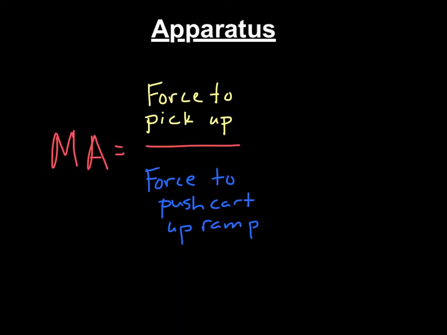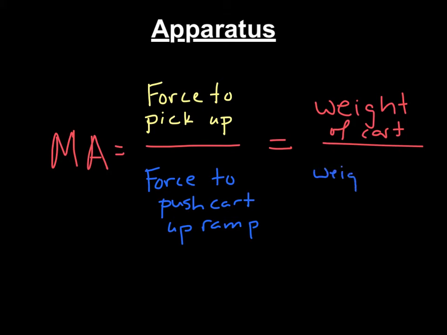If we're taking another look at mechanical advantage, it's just the force to pick that cart straight up, which is the weight of the cart with the extra mass, the weight of the cart, over the force to push it up, which is the weight, in this case, of the hanging mass. It just tells you how much easier it is, how much less force you have to apply to push it up the ramp.